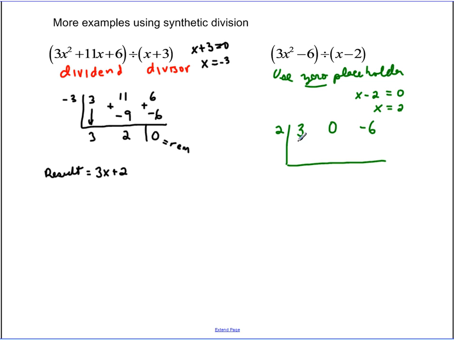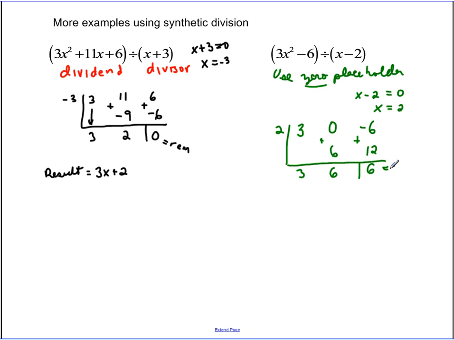So let's see what happens now. We carry down the 3 directly. We don't do anything else in between. We multiply 2 times 3, and we bring up the result to this row. Then we add going down the column. 0 plus 6 is 6. Then we take 2 times 6, multiply that together to give us 12. We add going down the column, so negative 6 plus 12 is going to give us positive 6.